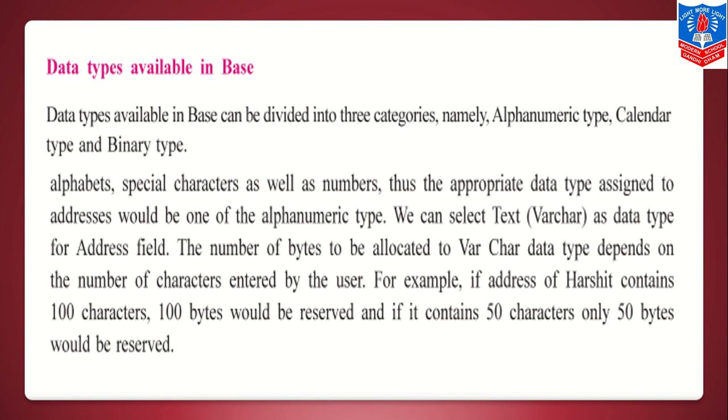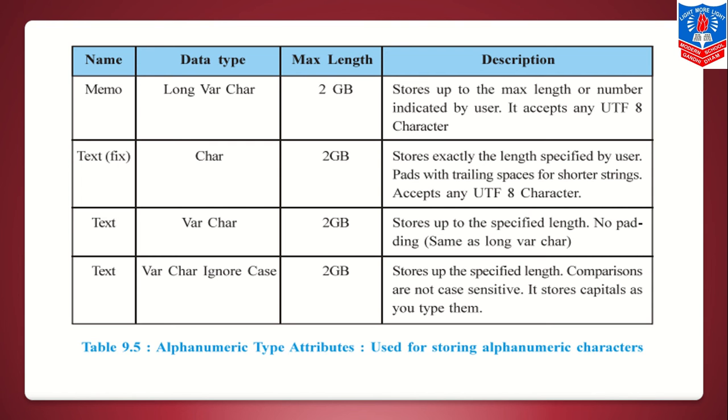The number of bytes allocated to the varchar data type depends on the number of characters entered by the user. For example, if the address of Harshit contains 100 characters, 100 bytes would be reserved. And if it contains 50 characters, 50 bytes would be reserved.